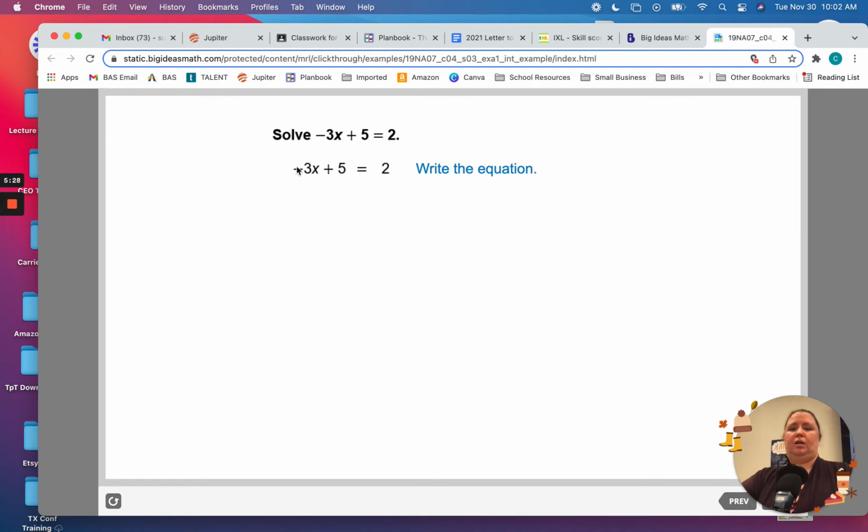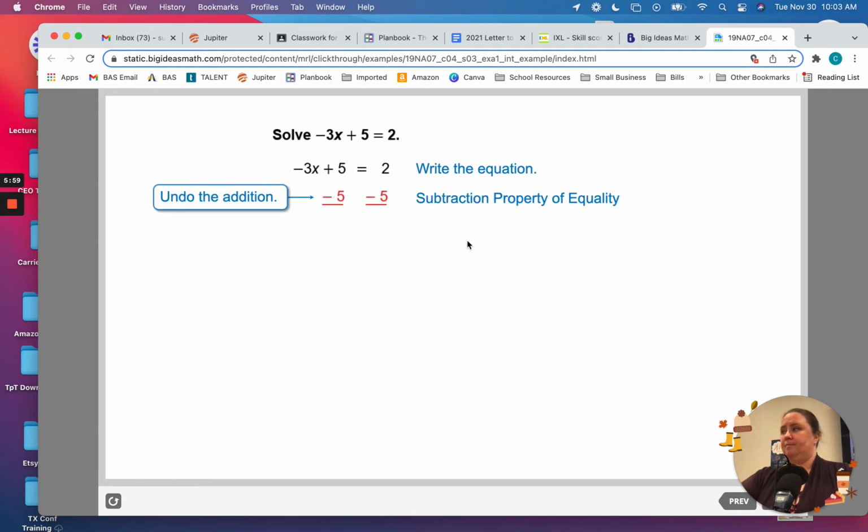Now, when I'm looking at this, I want to move everything from the left side over to the right, because I want the x all by itself. So, looking at negative 3x plus 5, which of these two terms should I move first? The 5. Okay? How do we move the 5? We're going to do the opposite sign. So if it's a plus 5, what's the opposite of plus 5? Minus 5. So we're going to subtract 5 from both sides. Write this down.